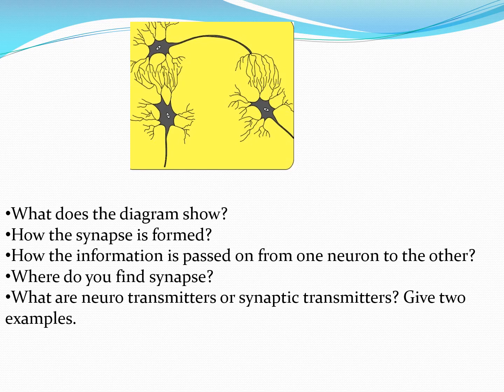Last question. What are neurotransmitters or synaptic transmitters? Give two examples. The chemical substances which help in neurotransmission are called neurotransmitters. The chemical substances which help in synaptic transmission are called synaptic transmitters. Neurotransmitters and synaptic transmitters are both the same. Examples: acetylcholine, dopamine, serotonin, GABA, adrenaline.